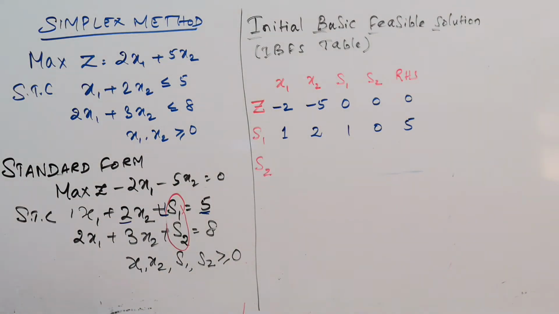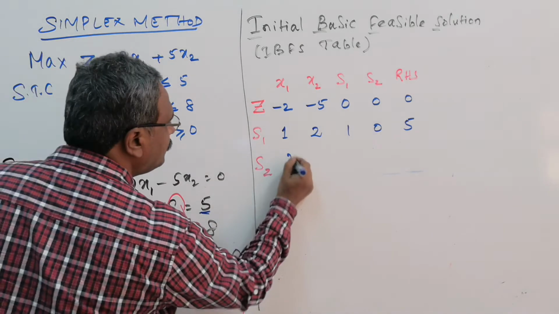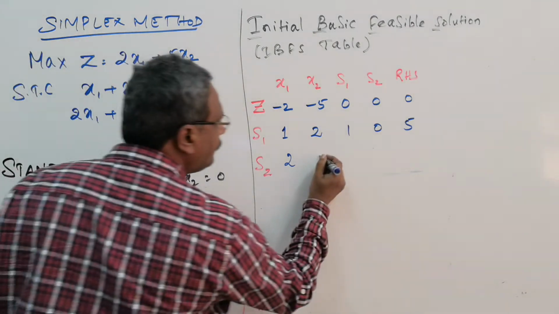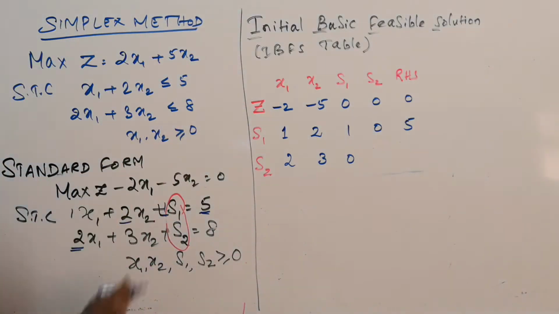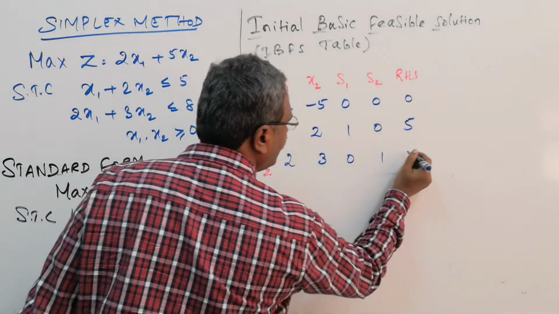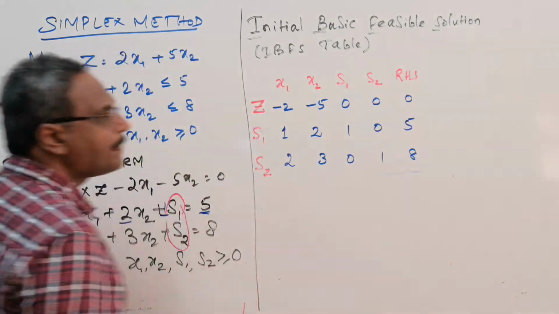In the same idea, I am going to take the next S2. I am going to assume the x2 values. S2, this is 2, this is 3. There is no S1, so I am going to take the value as 0. The value of S2 is 1 and the right hand side is 8.